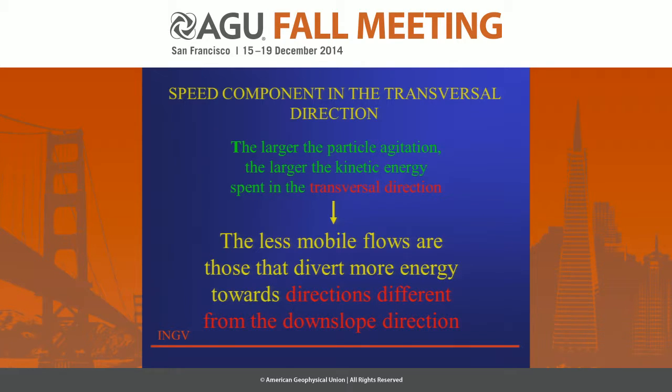Okay, why do we use a speed component in the transversal direction to measure the particle agitation? Because the larger the particle agitation, the larger the kinetic energy spent in a transversal direction. And more in general, and this is another important notion, the less mobile flows are those that divert more energy toward a direction different from the downslope direction. So this diversion occurs through particle agitation.